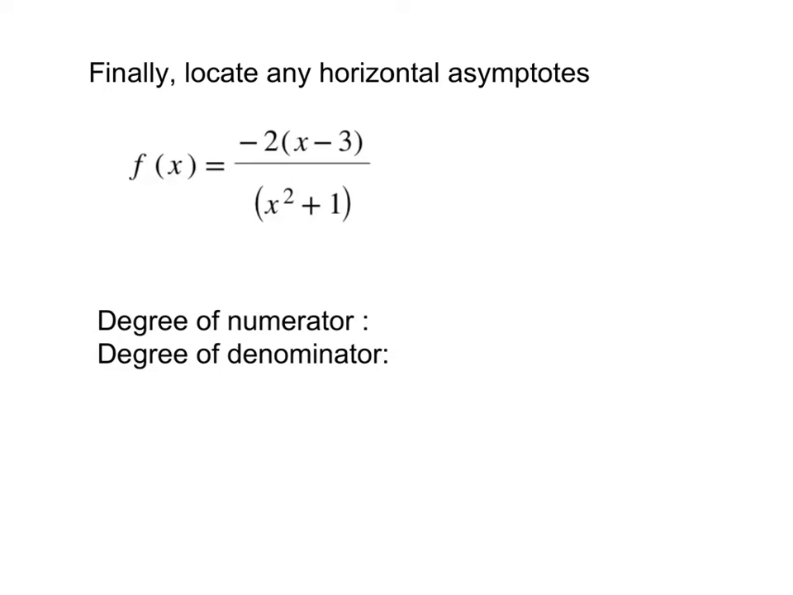So now we're going to go on to locating the horizontal asymptotes. To locate the horizontal asymptotes, what you do is you determine the degree of both the numerator and the denominator. The degree of the numerator is 1, and the degree of the denominator is 2. When the degree of the numerator is less than the degree of the denominator, the horizontal asymptote, which I'll abbreviate as HA, is y is equal to 0.